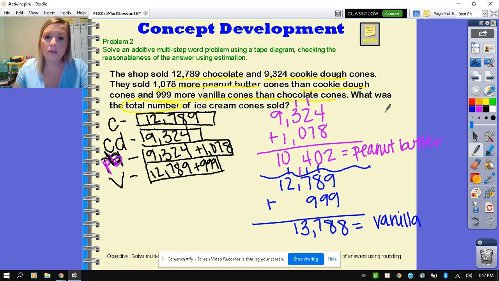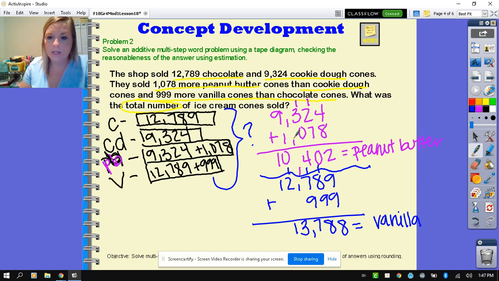Okay, so then the true question was, what was the total number of ice cream cones sold? So really our tape diagram needs this and a little question mark because we need to go through and add up all of the ice cream cones. So we need to add up, I'll do it in black over here. Chocolate we know was 12,789. Cookie dough was 9,324.